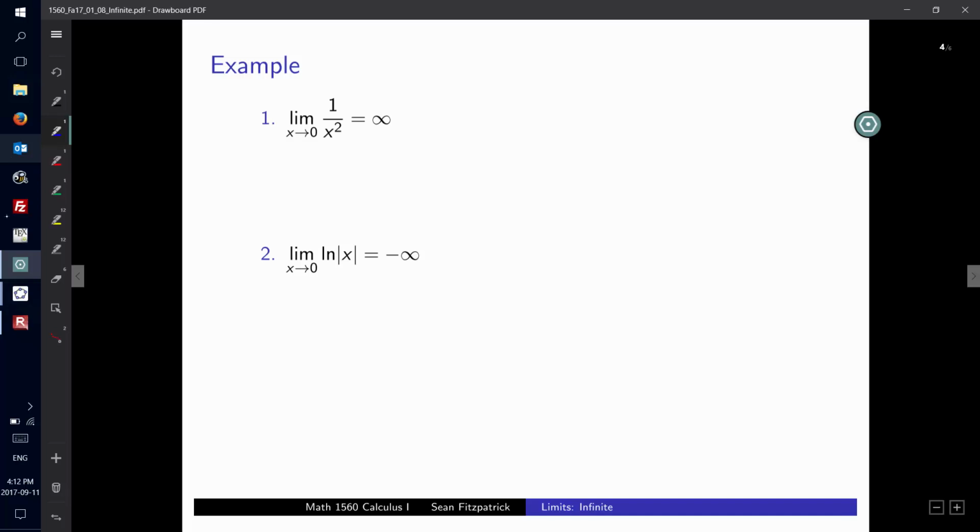Okay, a couple more examples. So we can certainly see graphically why these examples are true. Okay, so we'll draw some axes. Okay, here's the graph for 1 over x squared.